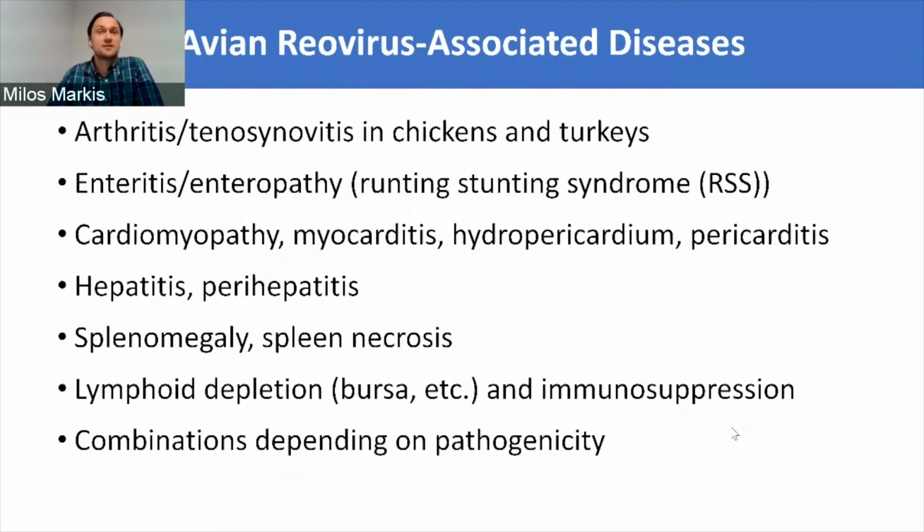Several diseases are associated with reovirus infections. Arthritis tenosynovitis and enteritis are two predominant diseases and most economically significant reovirus-associated diseases in poultry. But reoviruses can affect heart, liver, spleen, and lymphoid tissues. And the combinations of any of those will depend on how pathogenic the reovirus is. So more pathogenic viruses will be more invasive and able to affect more tissues within a bird.